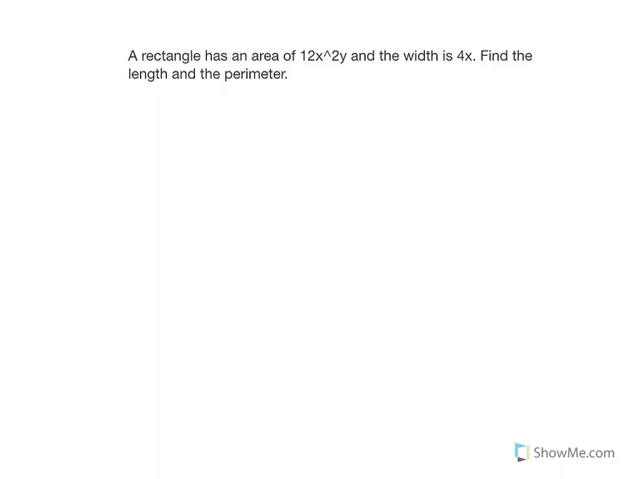We're going to talk about solving for a monomial in a word problem. So first, I'll read the question. It says a rectangle has an area of 12x squared y, and the width is 4x. Find the length and the perimeter.